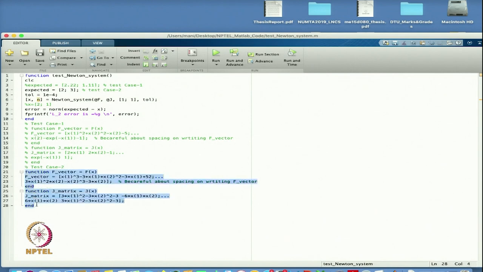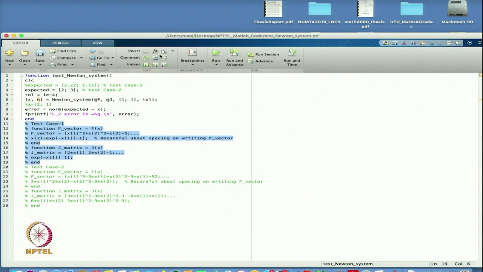So, let us start with case 1. This is what I am going to start with. Now, my expected value will be 2.22 and 1.11 for test case 1. So, whatever test case 1 I have taken. In this case I am starting with the initial value 1, 1 and the tolerance I am taking 10⁻⁴.